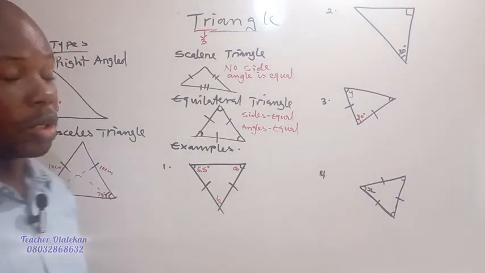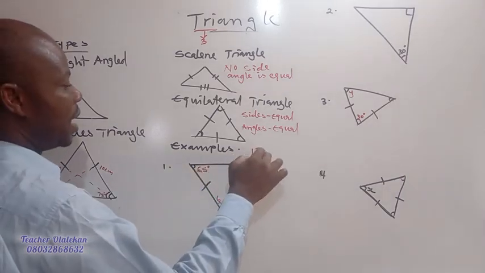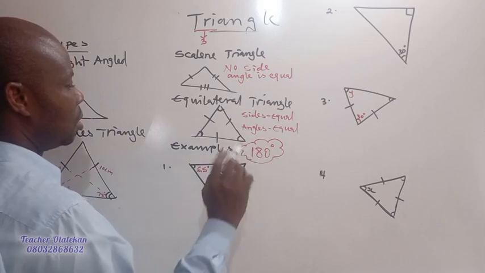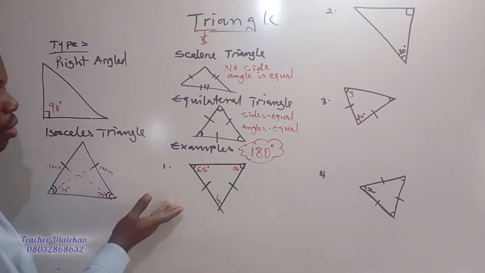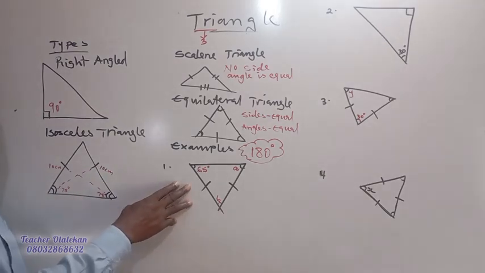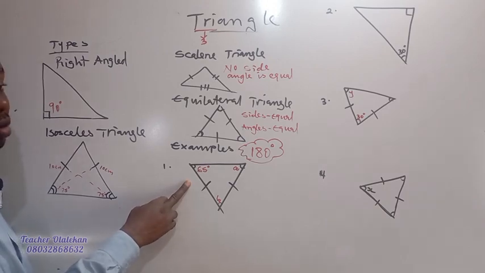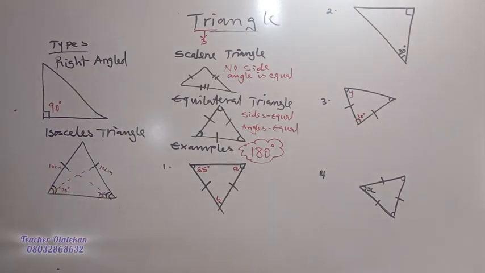Look up everybody. So let's have this example. But before we proceed, do not forget that the sum of angles in a triangle is 180 degrees. The sum of angles in a triangle is what? 180 degrees. So if you are looking for any missing angle, the first thing you need to look at is which type of triangle you have with you. So this is what? Isosceles. So this is an isosceles triangle.